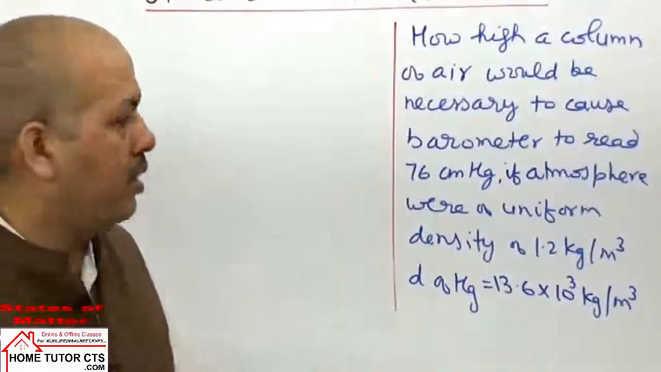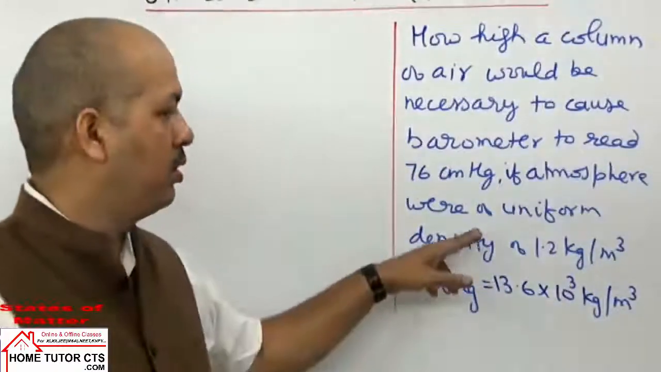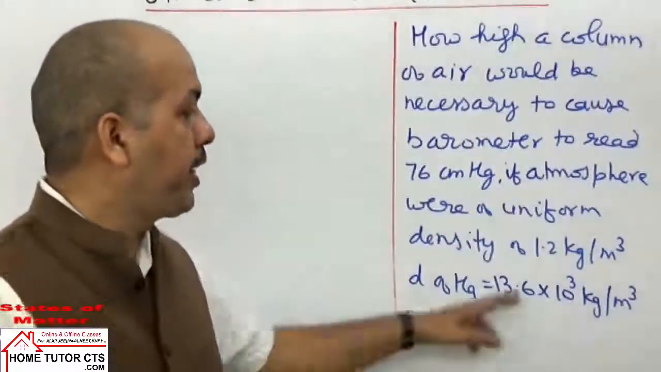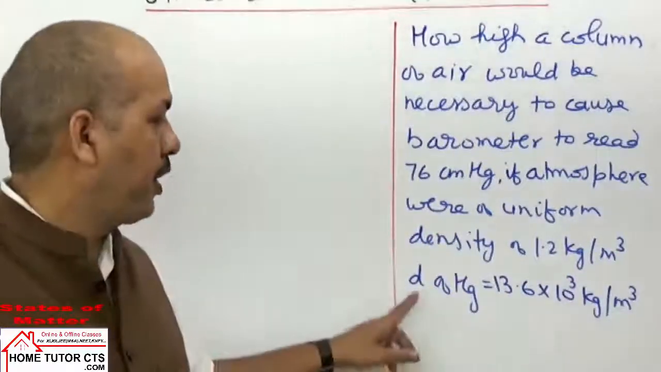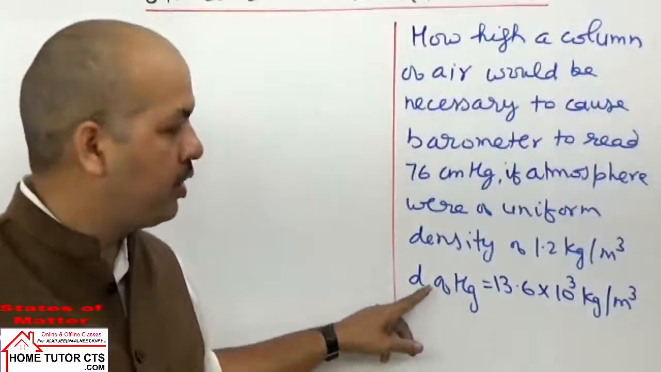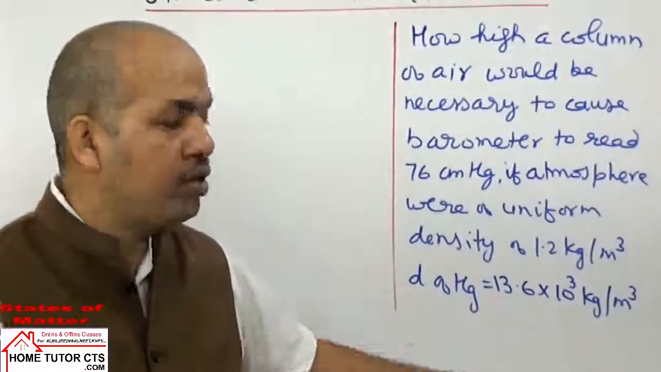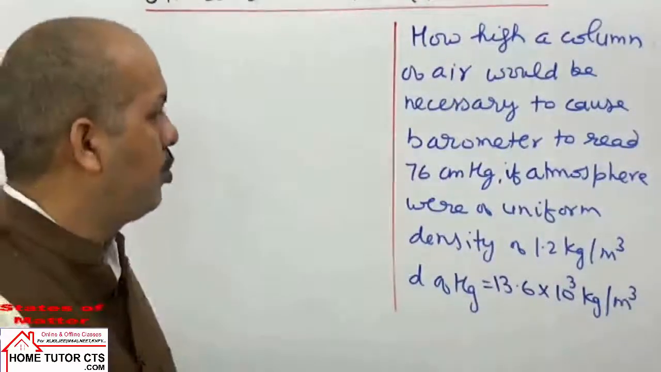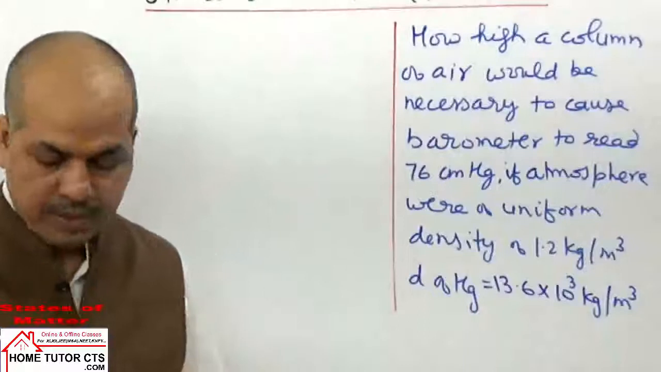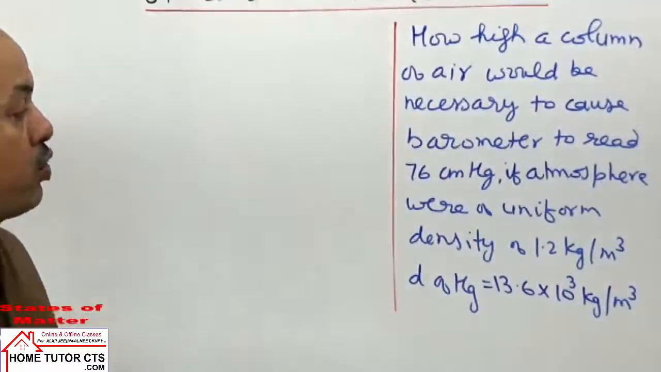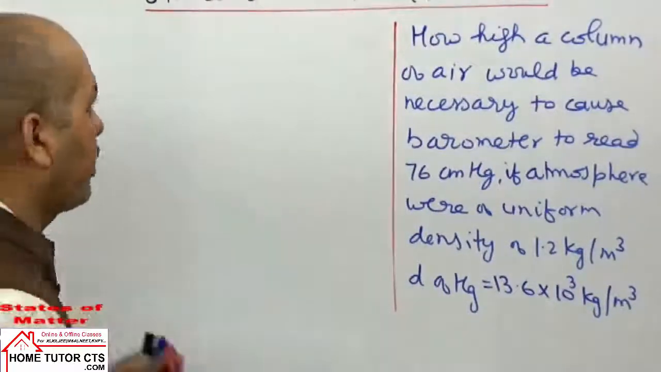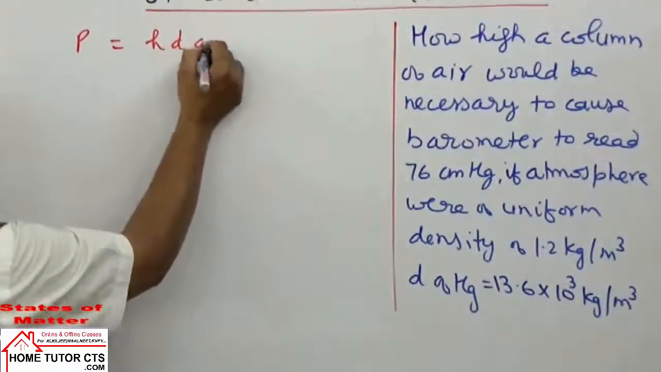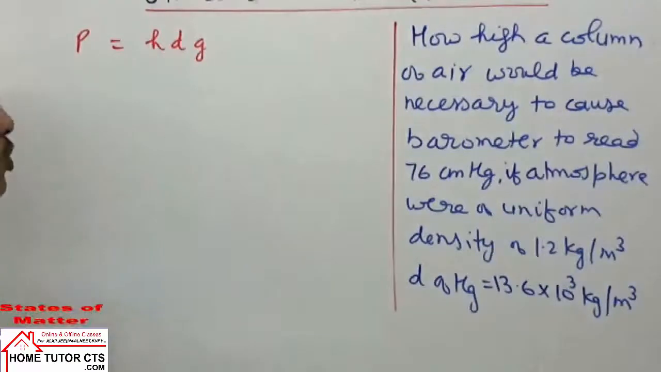if the atmosphere were of uniform density of 1.2 kg per cubic meter. Given the density of mercury is 13.6 into 10 to the power 3 kg per cubic meter. So try this question yourself. Now on the solution part, solving this question is very easy. For calculation of pressure, which expression do we take? h d g or h rho g. This formula you can use for calculation of pressure.